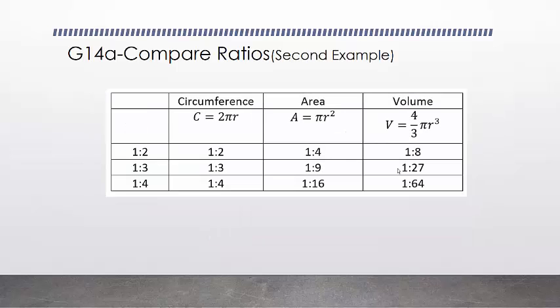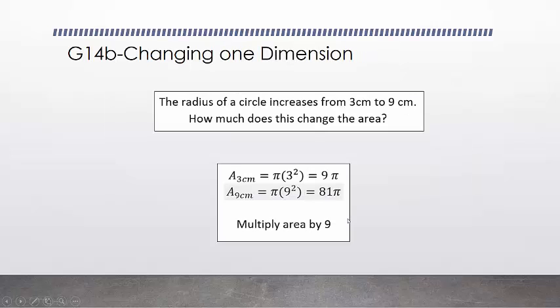Okay. Now comparing ratios, the second example. This shows you how the circumference, area, and volume of circles change. This is a circle, this is also a circle, and this is a sphere. You can see how they all change based on the different ratios in radii.